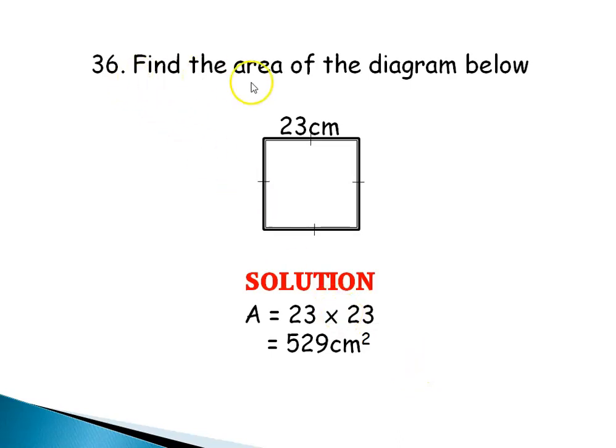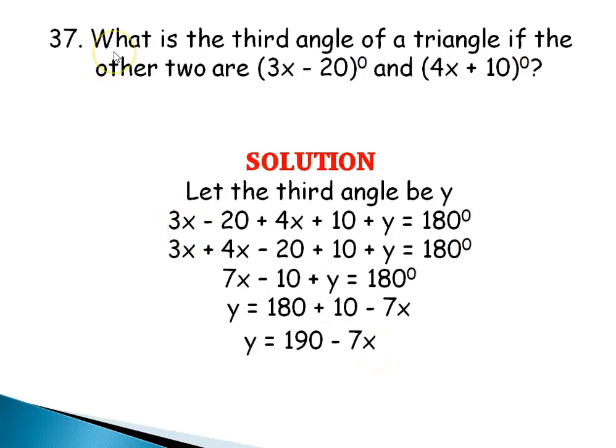Alright, question 36. Find the area of the diagram below. Now you can see this sign shows that all the sides are equal and that makes it a square. The area of a square is length times length, 23 times 23. And your answer is 529 centimeters square. Okay. Question 37.